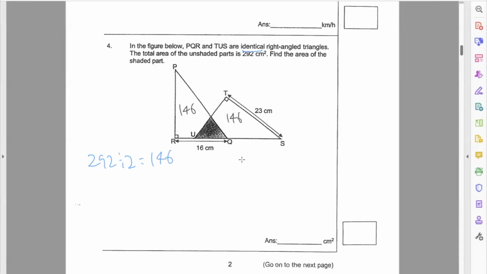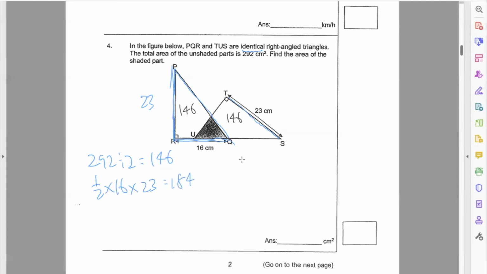So now we know the height and base of the triangle. Let's pick this triangle PQR. The height will be 23. It's taken from here since they're identical. The base is 16. So the area of the triangle PQR is half times base 16 times height 23, and that will give you 184.